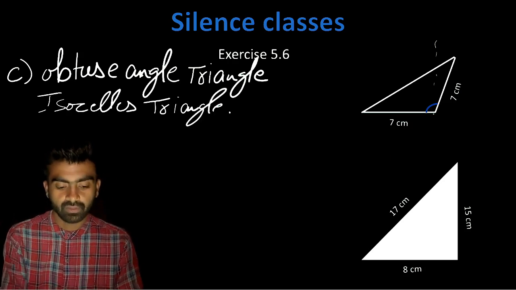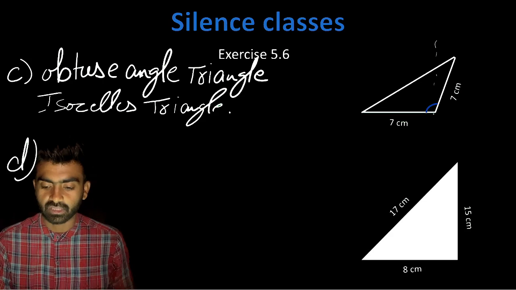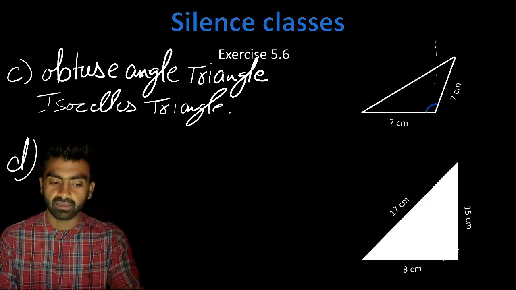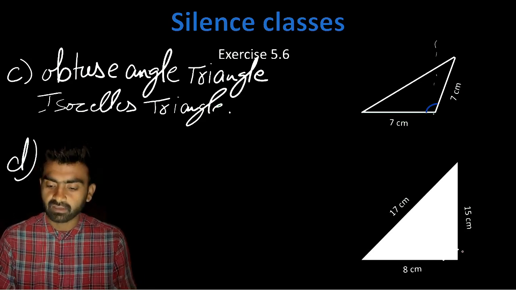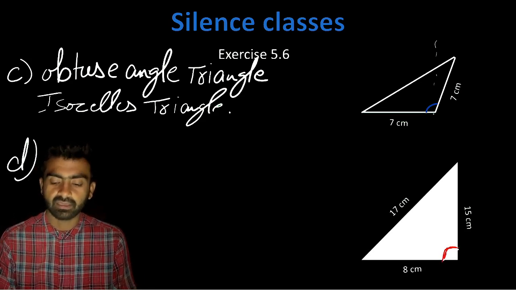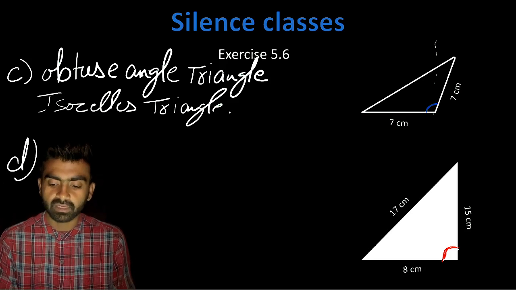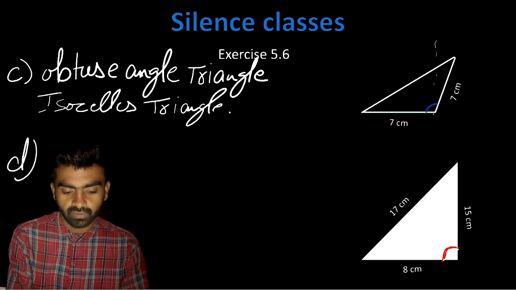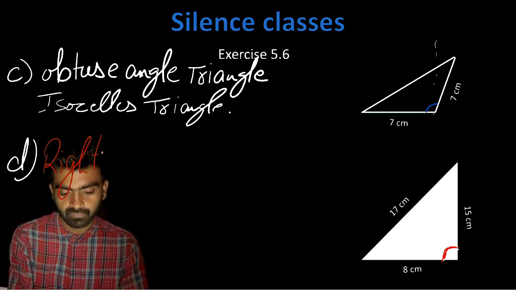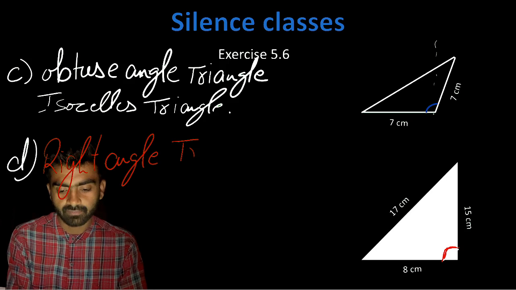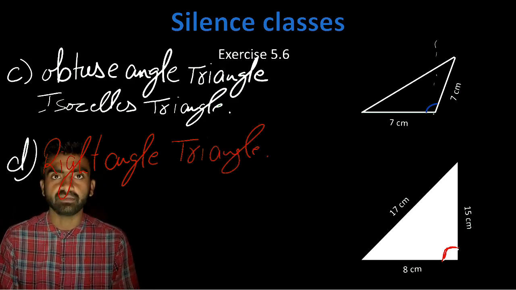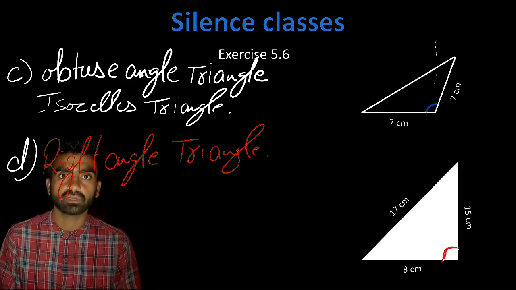Okay, now the D part. Over here you can check that it is exactly forming a 90-degree angle. So it is forming a 90-degree angle, it means it is a right angle triangle. Okay, and you can check it out, just by using the sides we can check that all the sides are unequal. Okay, so it is known as a scalene triangle.